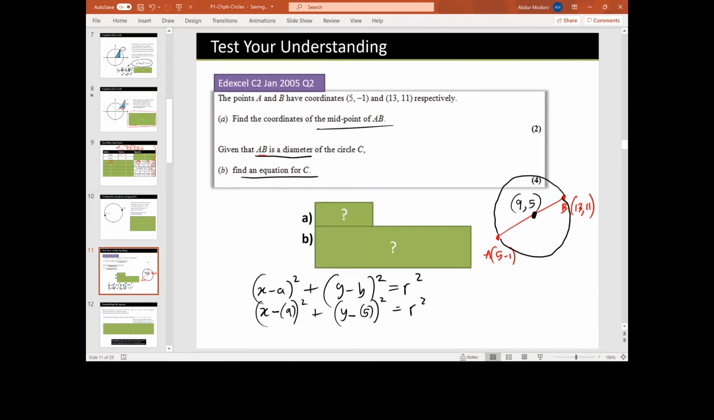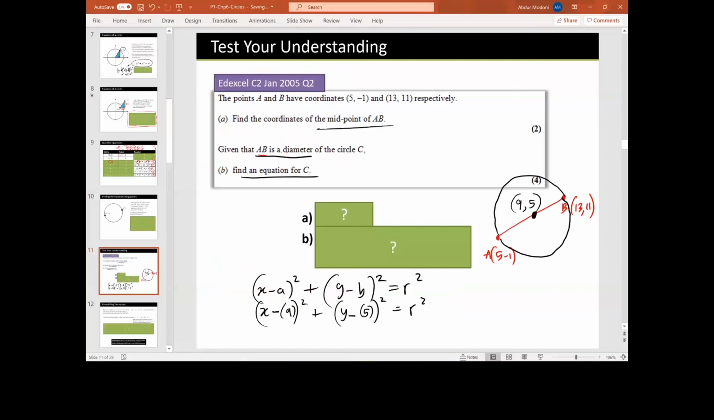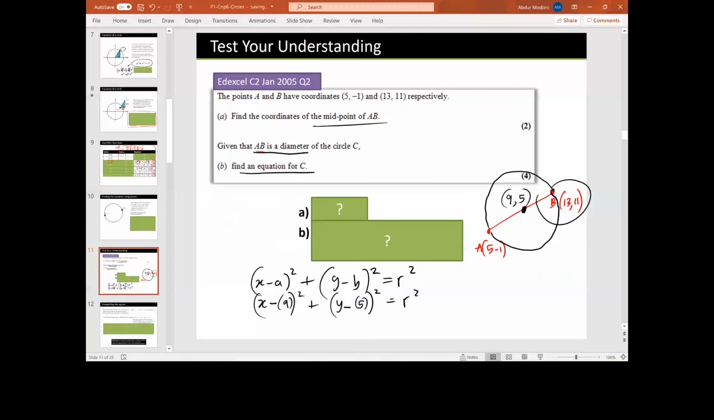Now, we still need to find out what the radius is, but in order to find the radius, we need to know a coordinate on the circle. If you remember, that's what I said here. We need to substitute a coordinate that is on the circle in order to find r, just like we find c by substituting a coordinate on the line in y equals mx plus c. So do we know a coordinate on the circle? B is on the circle, and A is on the circle, so we can substitute either of those instead of x and y.